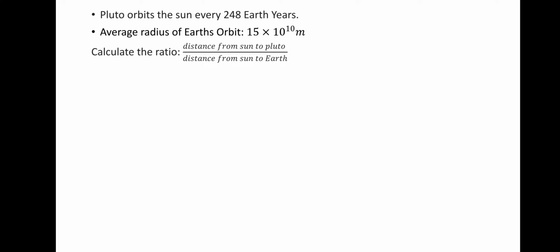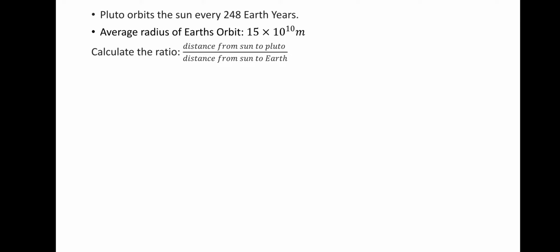So for this last question, if you want to have a go, please do, just pause. Pluto orbits the Sun every 248 Earth years. The average radius of Earth's orbit is 15 times 10 to the 10 meters. So what you're going to do is calculate the ratio distance from Sun to Pluto divided by distance from the Sun to Earth. Okay, and then I'll take you through this.